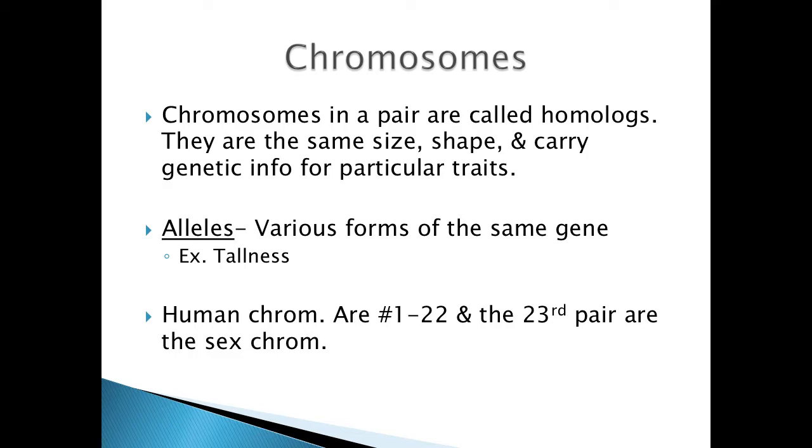Chromosomes in a pair are called homologs. They are the same size, shape, and carry genetic info for particular traits. Alleles are various forms of the same gene, such as tallness or height.